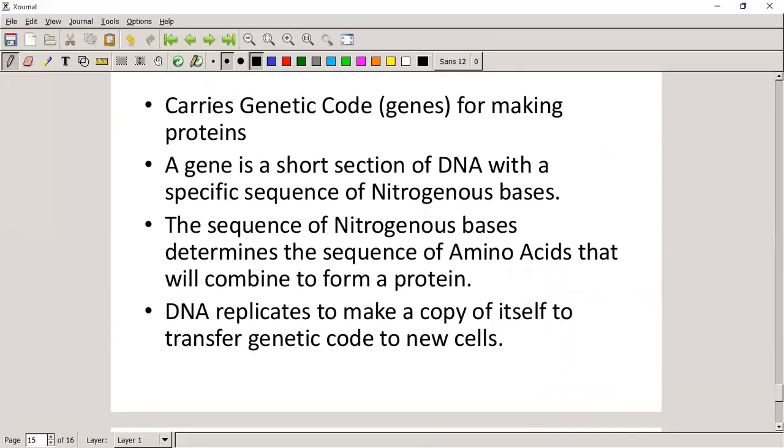So what's the role of DNA? It carries the genetic code for making proteins. And remember, proteins form all structures inside your body and also determine the chemical reactions that happen inside your body, because enzymes are proteins. A gene is a short section of DNA that codes for a specific protein, and the sequence of nitrogenous bases determines the sequence of amino acids that combine to form a protein. We'll do this in more detail when we go into protein synthesis. Okay, DNA replicates to make a copy of itself to transfer the genetic code to new cells.